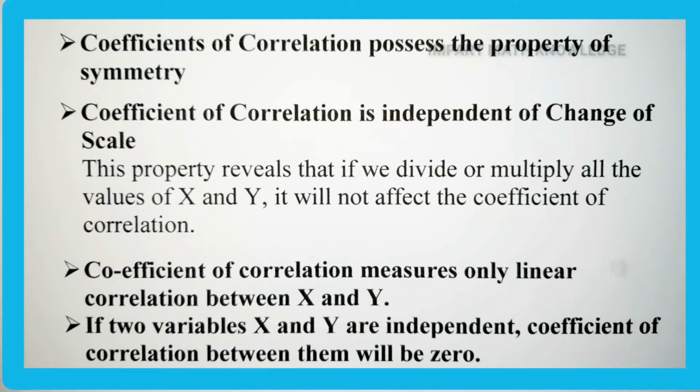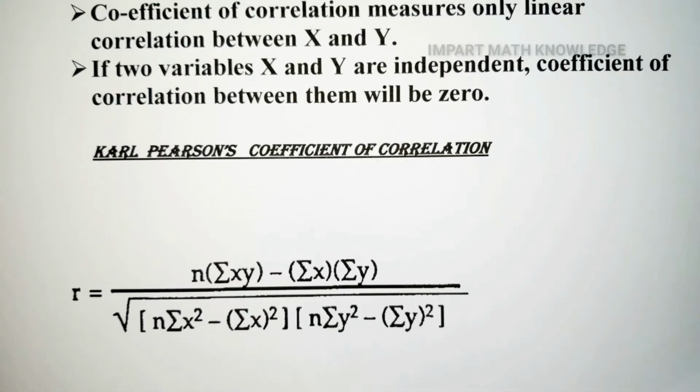Coefficient of correlation is independent of change of scale. That is, if we divide or multiply all the values of x and y, it will not affect the coefficient of correlation. Coefficient of correlation measures only linear correlation between x and y. If two variables x and y are independent, coefficient of correlation between them will be 0.